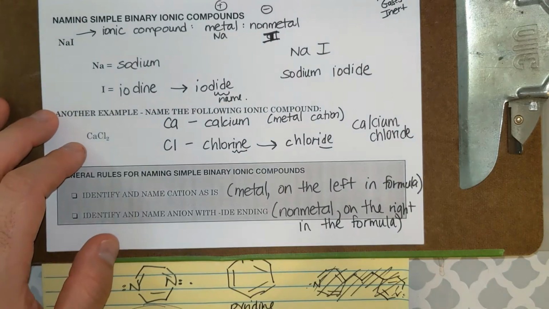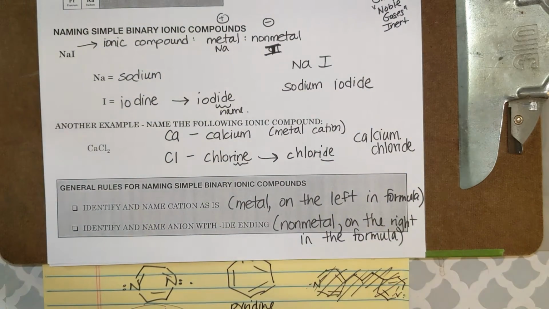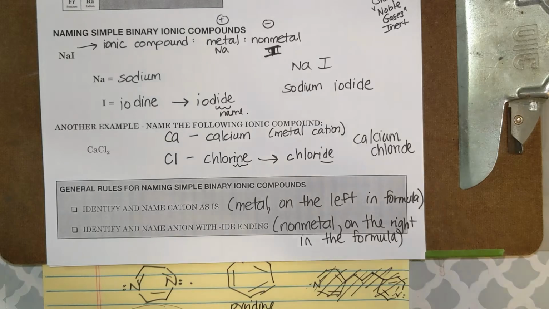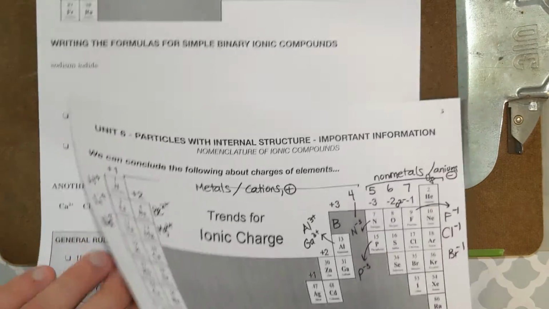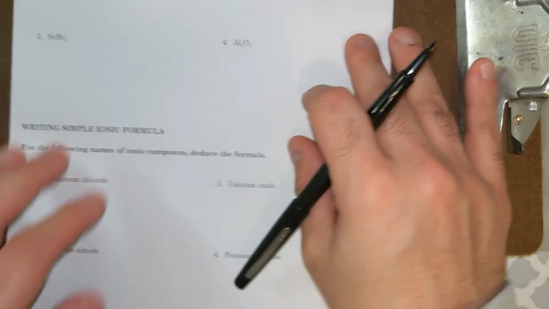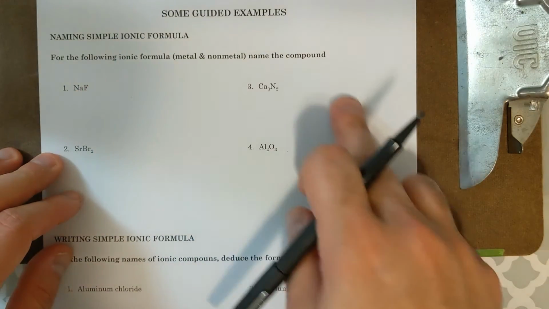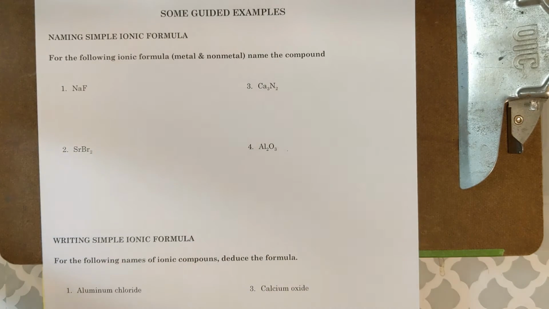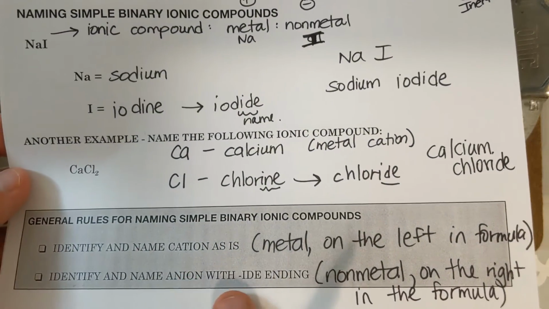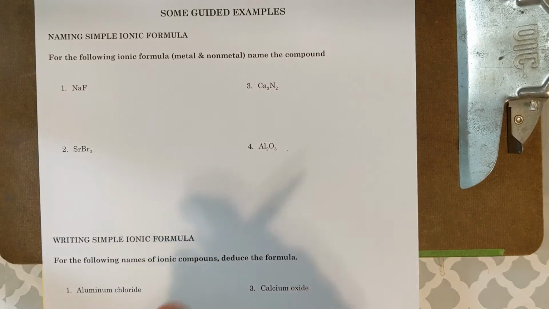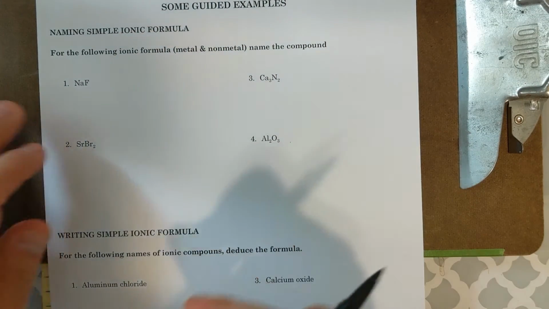Okay, so now let's make sure that we can apply this for simple ionic compounds. It's going to get a little bit more challenging later, but for right now, we're going to do this for simple ionic compounds. So let's skip to page 8 and do that for the first 4 examples here. Using those rules, identify and name the cation as is, and then identify and name the anion with an IDE ending. Let's do 1, 2, 3, and 4.